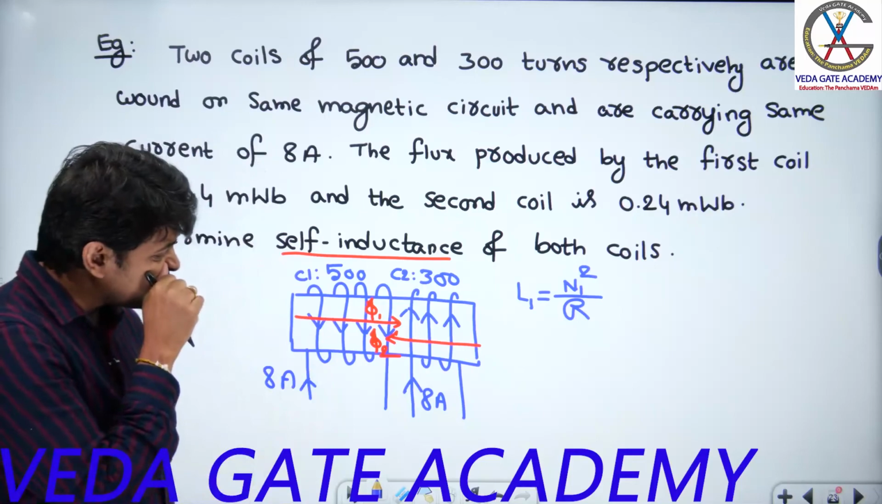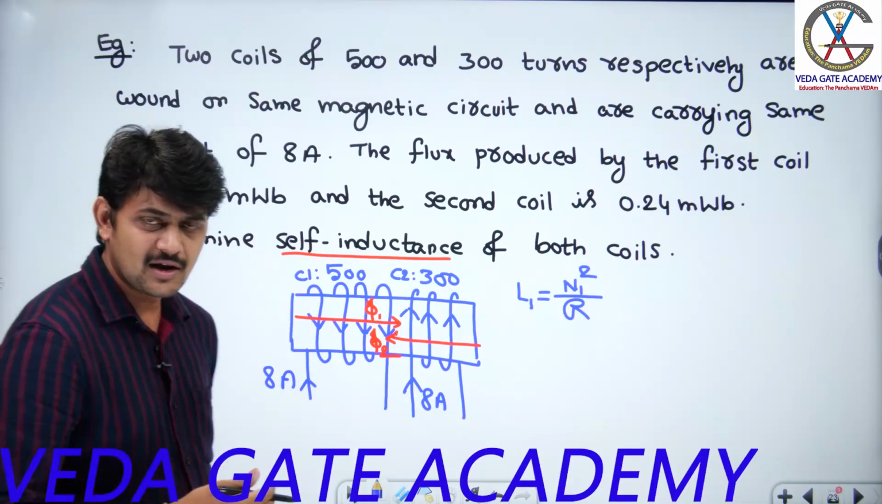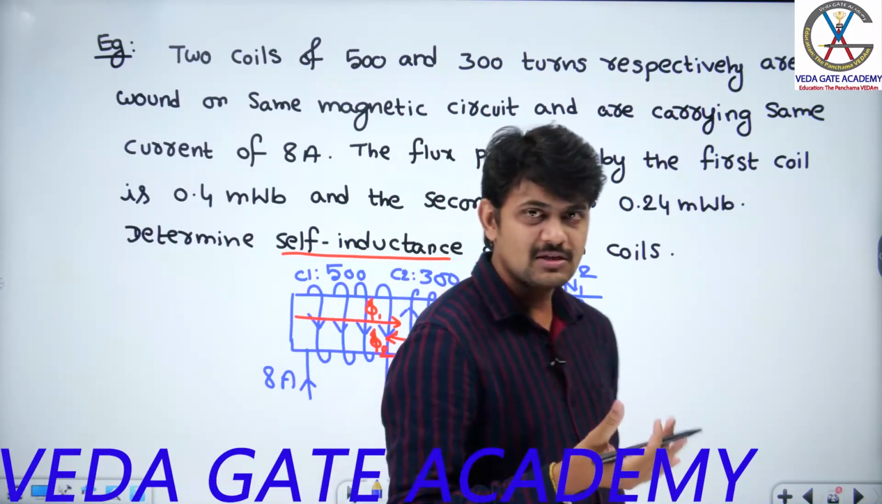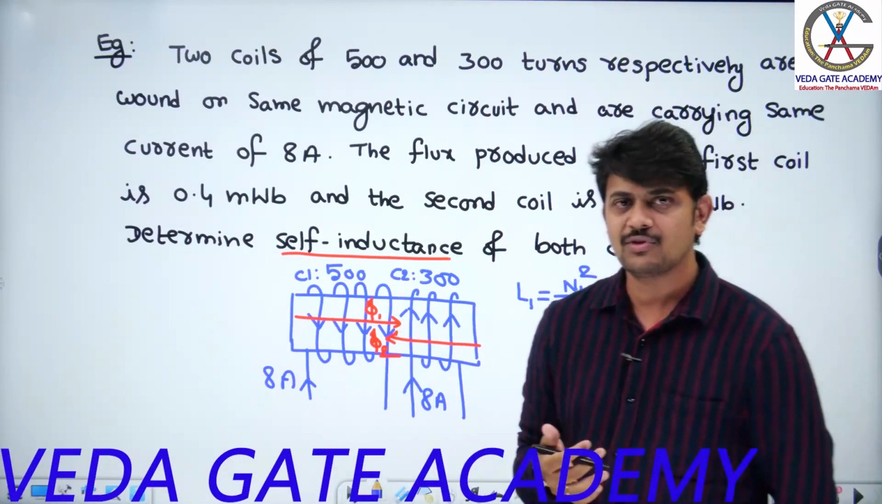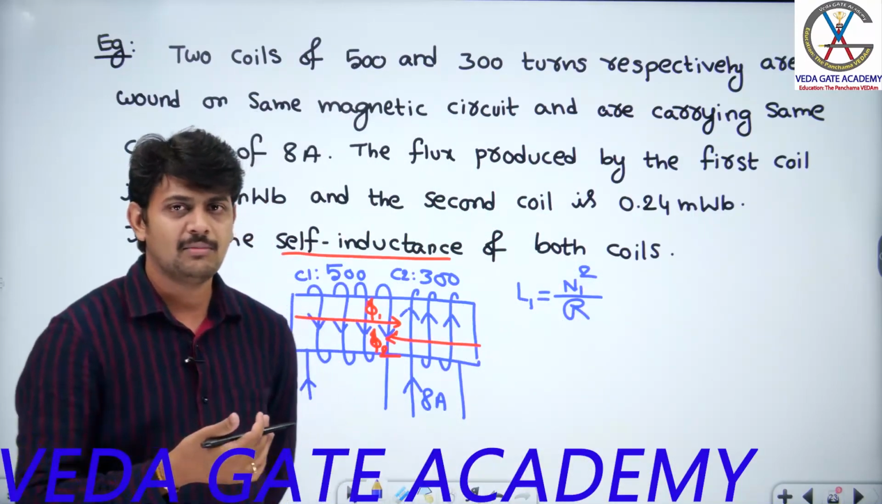But in order to calculate the reluctance, I need to know the dimensions of this magnetic core material, right? Because my reluctance depends upon the dimensions. That means it depends upon the length of the flux path or length of the core, as well as the area of cross section of the core, and you need to understand what kind of magnetic material they have used.